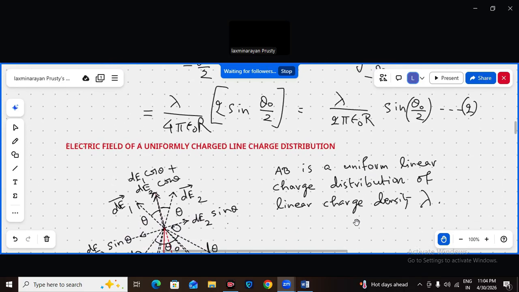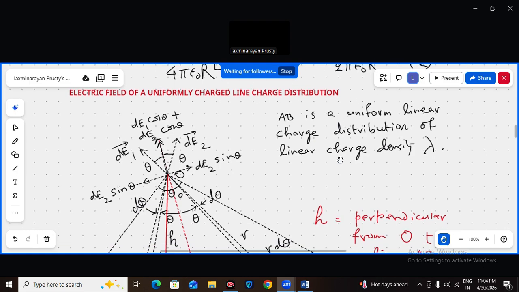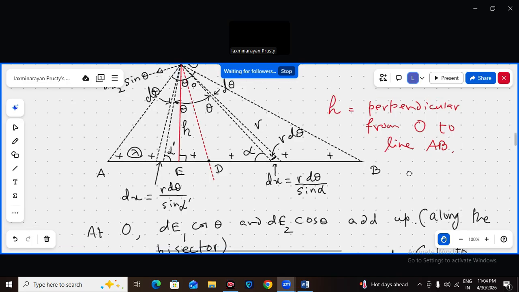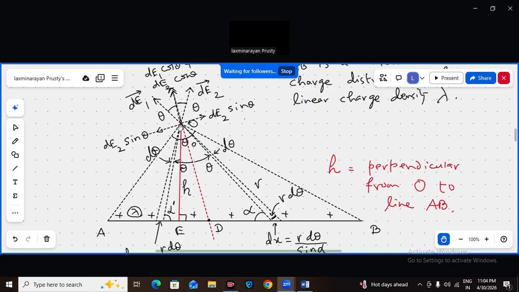But what I am going to discuss now is the electric field of a uniformly charged line charge distribution. AB is a line having uniform charge density lambda. That is a uniform line charge distribution. I want to know the field at a point O.